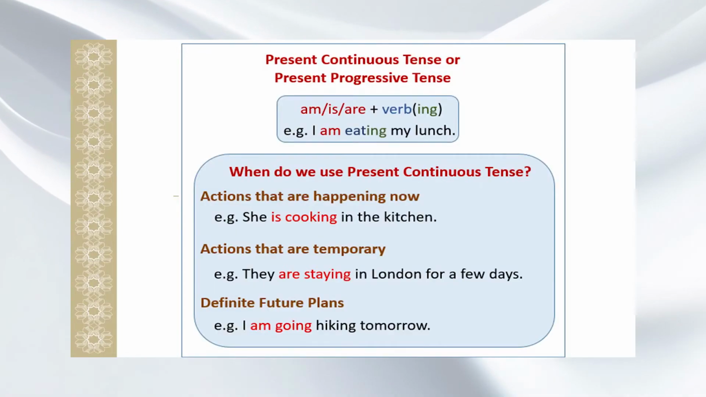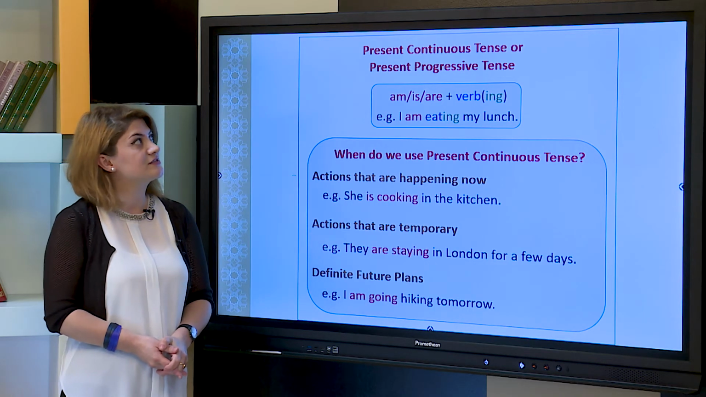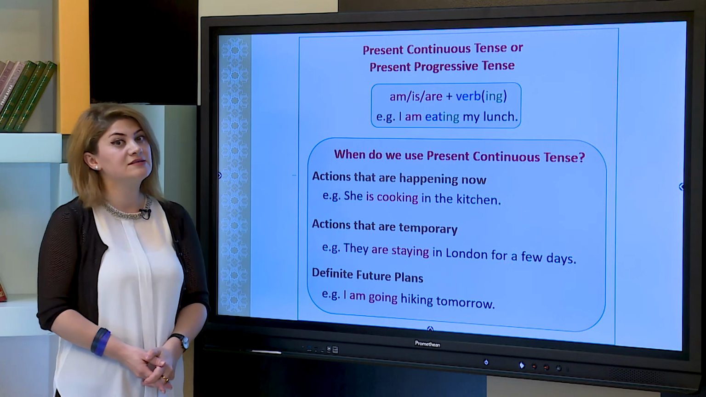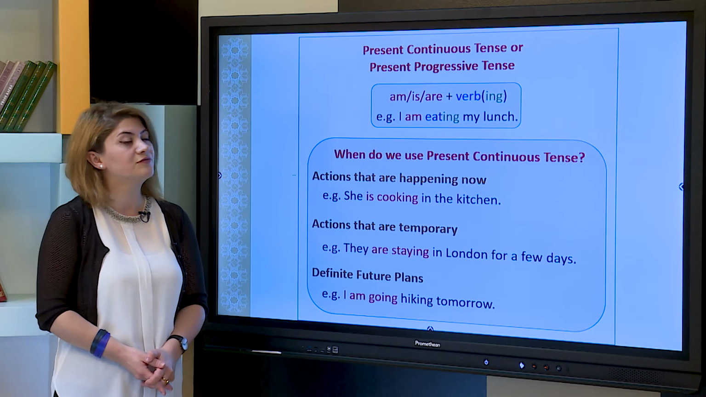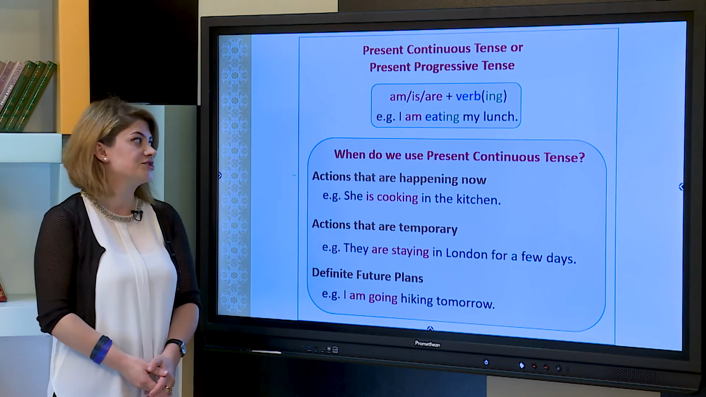Now our grammar. Today I would like to speak about present continuous. What's present continuous? The action is happening at the time of speaking. We call this tense form present continuous or present progressive tense. It's formed by the auxiliary verbs am, is, are, plus verb and ing. For example, I am eating my lunch.